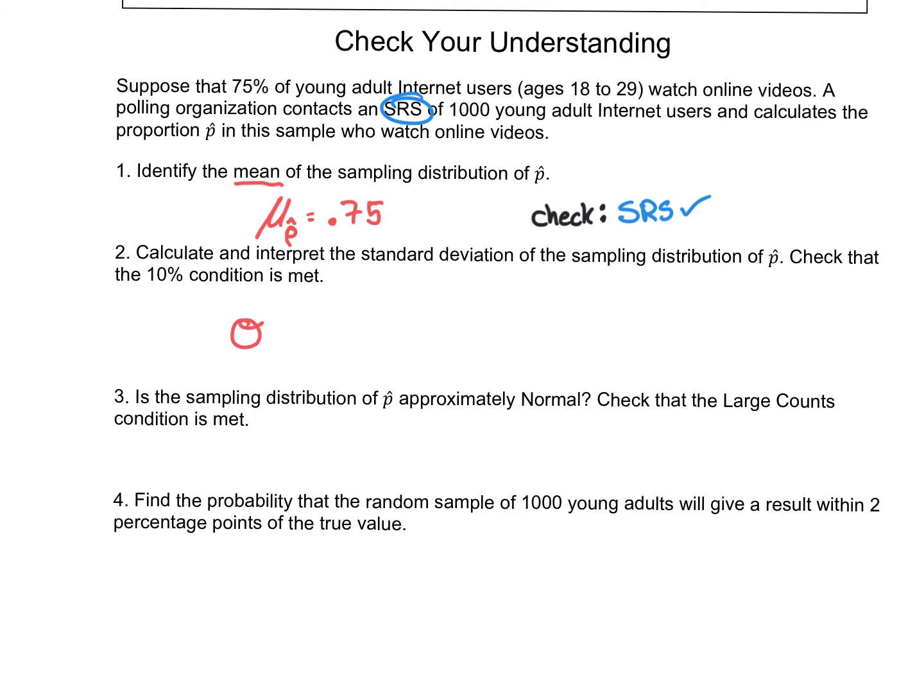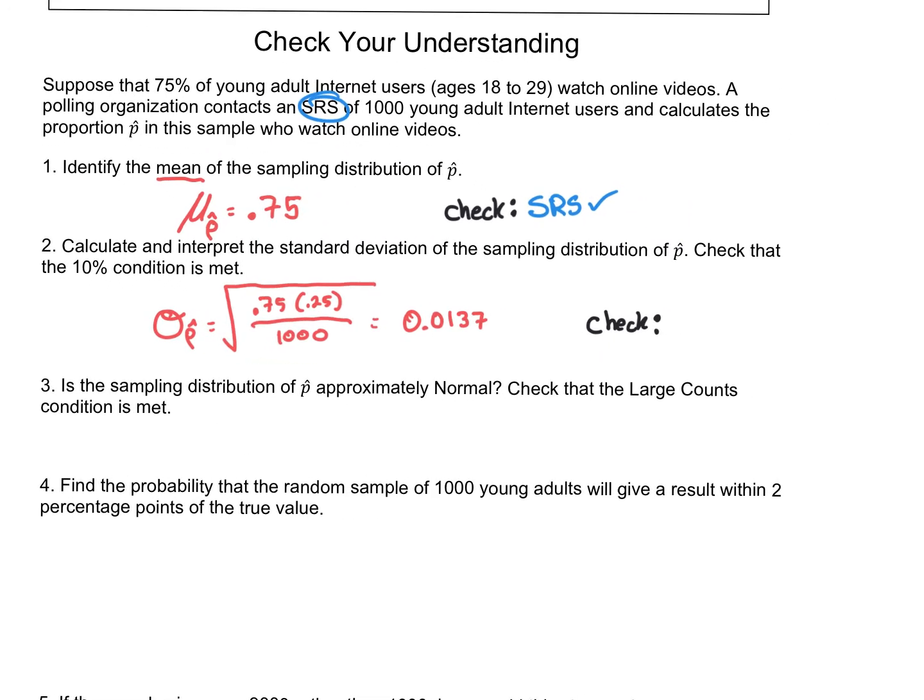All right, calculate and interpret the standard deviation. So I'm going to take the square root of 0.75 times 0.25 over 1,000. Now let me calculate that real quick. 0.75 times 0.25 divided by 1,000, and I get 0.0137. Okay, so I'm going to round it to 0.0137. You could round it to something different. That'll just change a couple values at the end, but no big deal there.